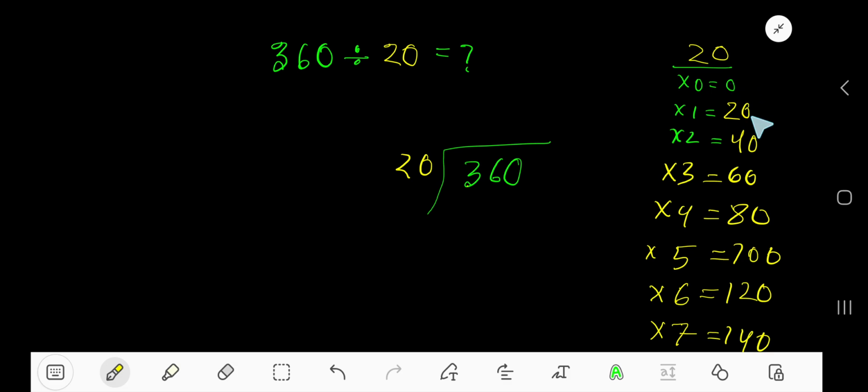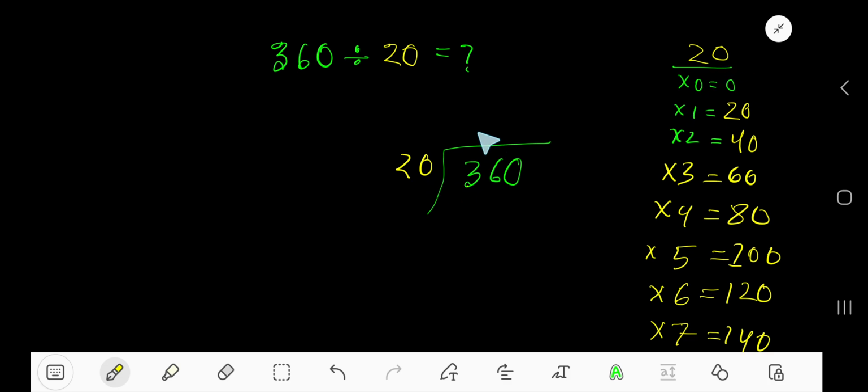0 plus 20, 20. 20 plus 20, 40. 40 plus 20, 60. 60 plus 20, 80. 80 plus 20, 100. 100 plus 20, 120. Then 140. So in this way you can easily write the multiplication table of 20.